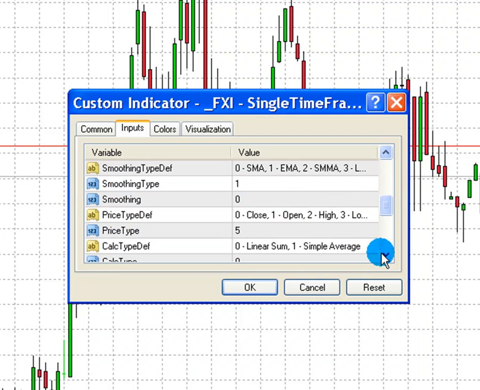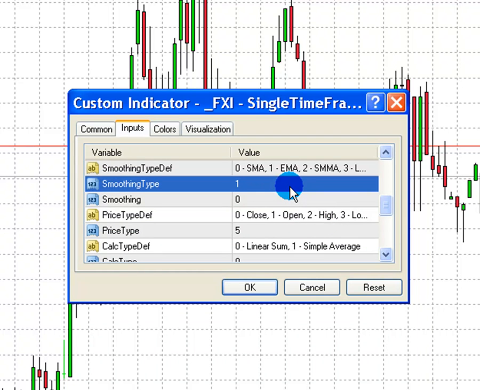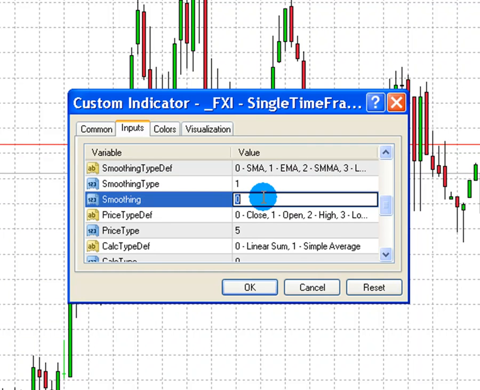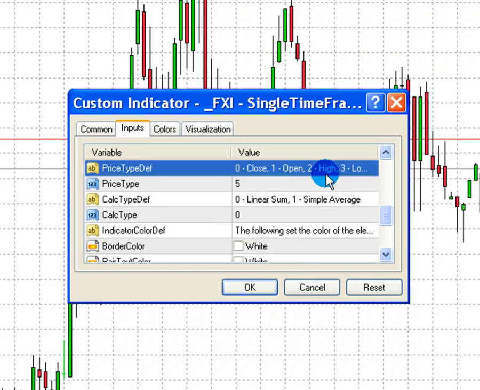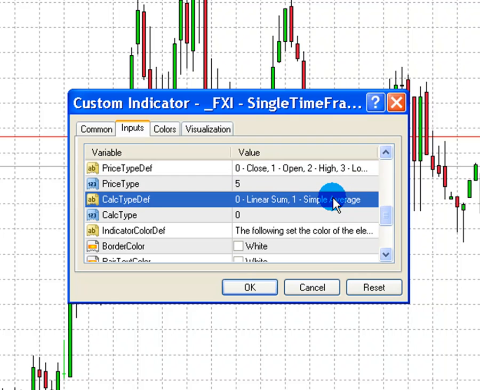We can smooth out this data a little bit by using the smoothing type of 1, which is described above as the exponential moving average. We're going to smooth that by 3 bars just to remove some of the noise. And we're going to use a price type definition of 5. A price type definition of 5 means that it is the typical price. The typical price is the high plus the low plus the close divided by 3.